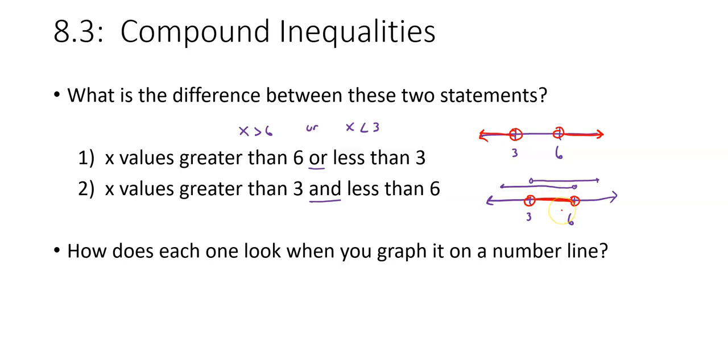All right, so in that first case, if you had a number like 7, that works because it's either greater than 6 or it's less than 3. If you had a number like negative 2, it's less than 3, so that's fine. In the second case, it has to be both greater than 3 and less than 6. So a number like 4 will work. 4 is both greater than 3 and it's also less than 6. But a number like 7 will not work because even though it's greater than 3, it's not less than 6.